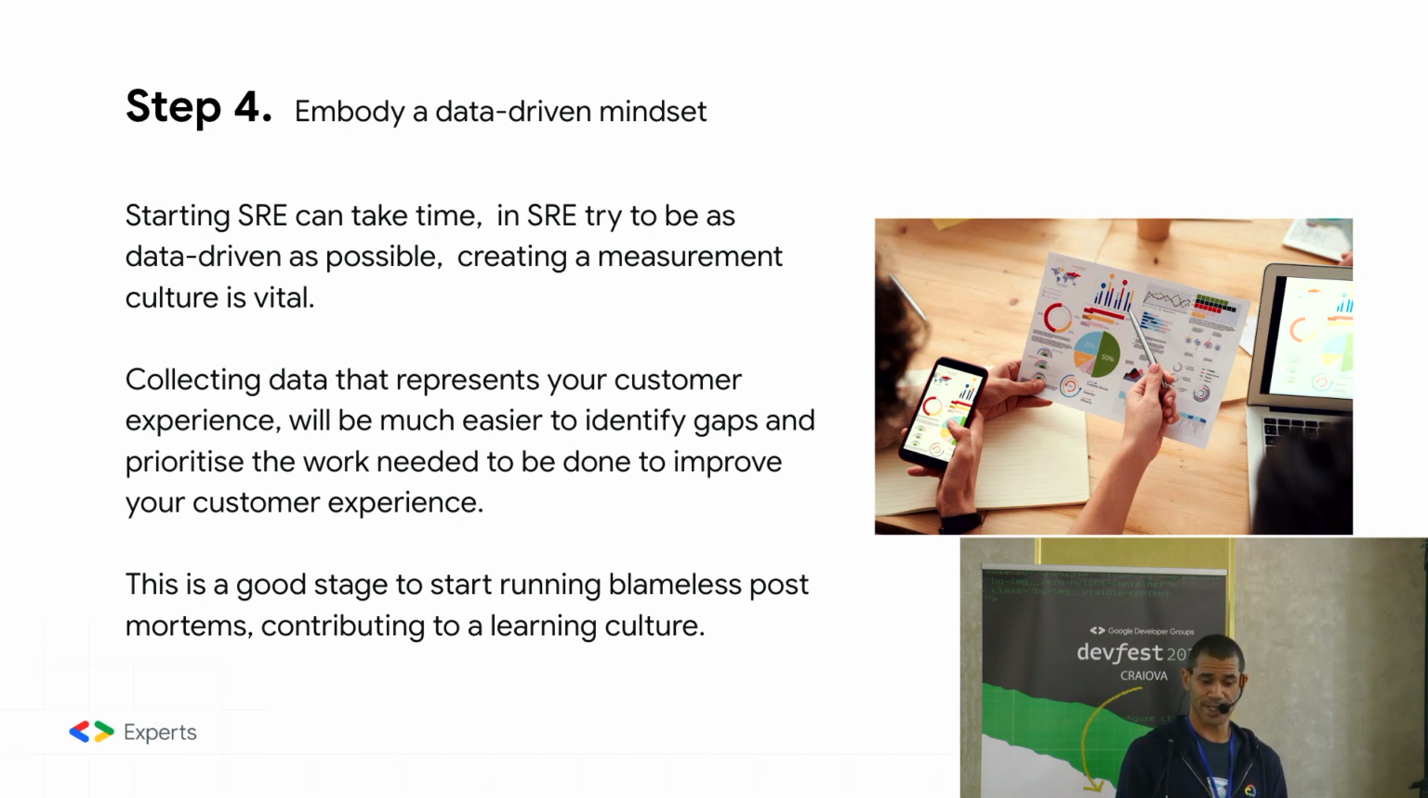This is a good stage to start running blameless postmortems, and this will contribute to a learning culture. Again, it's that team collaboration. Things will go wrong. With a blameless postmortem, you'll have everybody in the room and you'll be able to openly discuss what went wrong, what was wrong with the technology, what was wrong with the process, rather than focusing on the individual that might have made a code change. Things happen, so this is a good time to identify the root cause and work together.